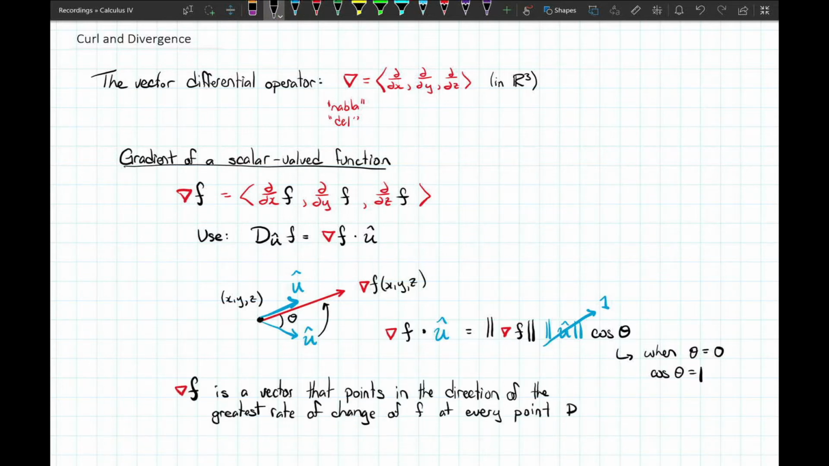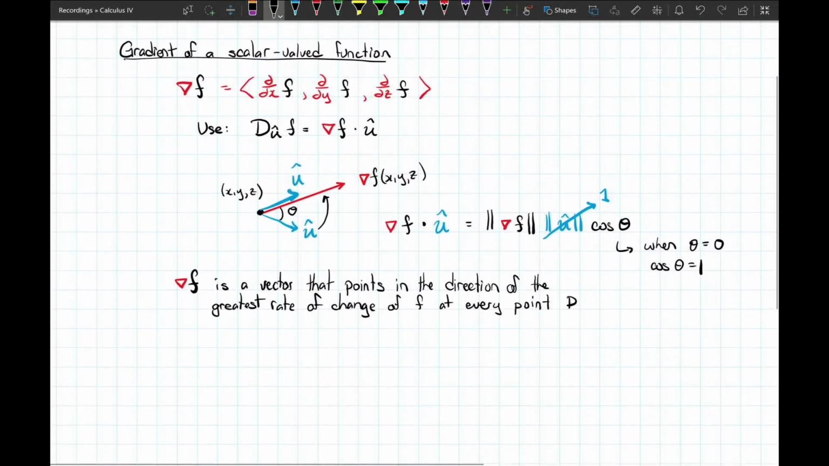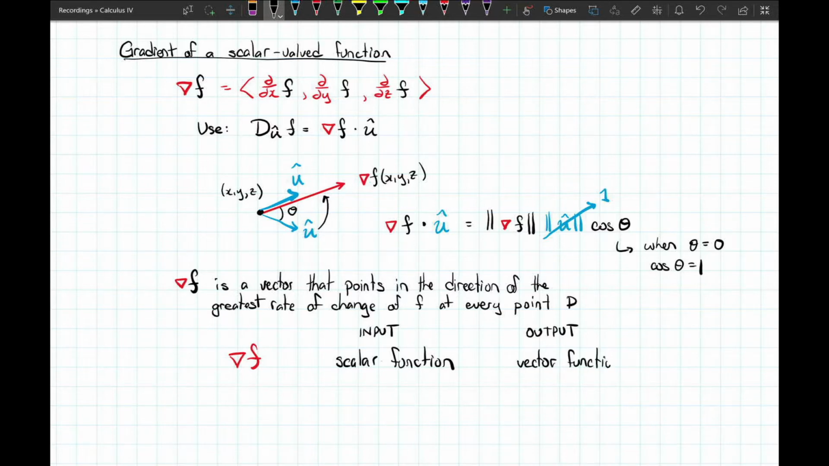And this interpretation will extend to more than just 3 dimensions. It's just easier to imagine this in either 2 or 3 dimensions visually. But in general, in n-dimensional space, the gradient of f is a vector that points in the direction of the greatest rate of change of f at every point p in the domain of f. So this is interesting. The gradient of f takes a scalar function as its input, and its output is a vector. So this is going to be a vector valued function. And we've already seen that a gradient field is, in fact, a conservative vector field.